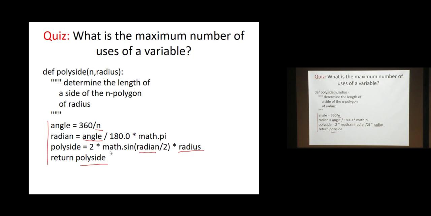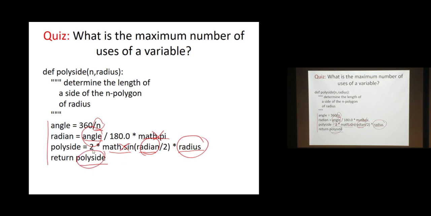We don't talk about function. This is a function. We don't talk about this. This is pi. Pi to me is a constant. It's not a variable. You don't want to change it. Okay? So how many variables are used? N, anchor, radian, radius, polysize.